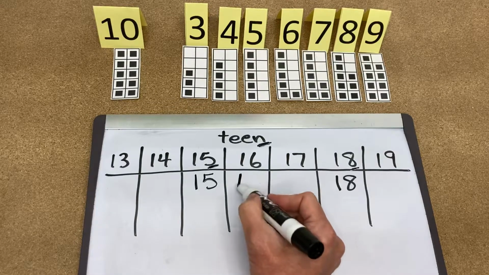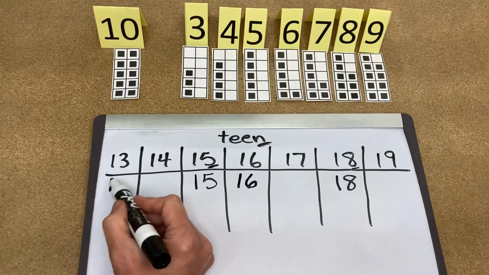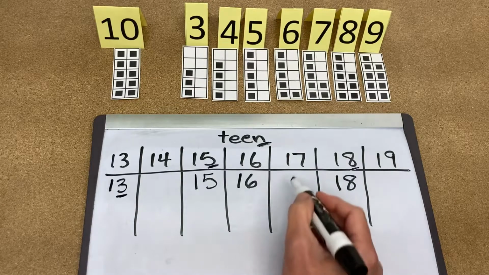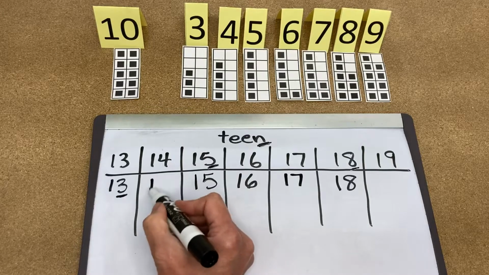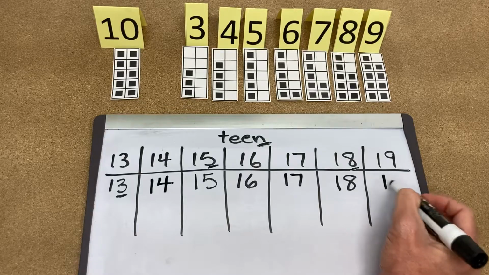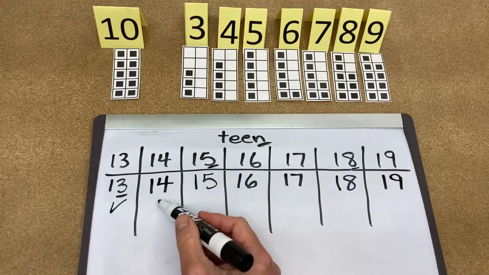16, 6, we hear the 6. 13, thir is the same as 3. Teen is 10, so the 3 goes there, 13. 17, we hear 7. 14, we hear the 4, and we add the 10, 10 and 4, 14 and 19. Once we have them all, we can read 13, 14.